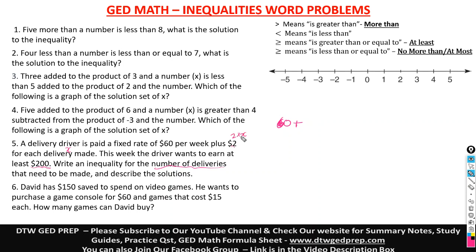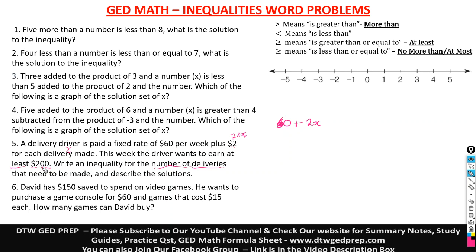All right, that would enable us to know the total amount that he's going to make. So it will be 2 times the number of deliveries he made, because this is his commission per delivery. But there's a fixed rate, which is 60. So 60 plus 2x. It says the driver wants to earn at least, that's the lowest he's going to make, should be what? 200. Are you with me?